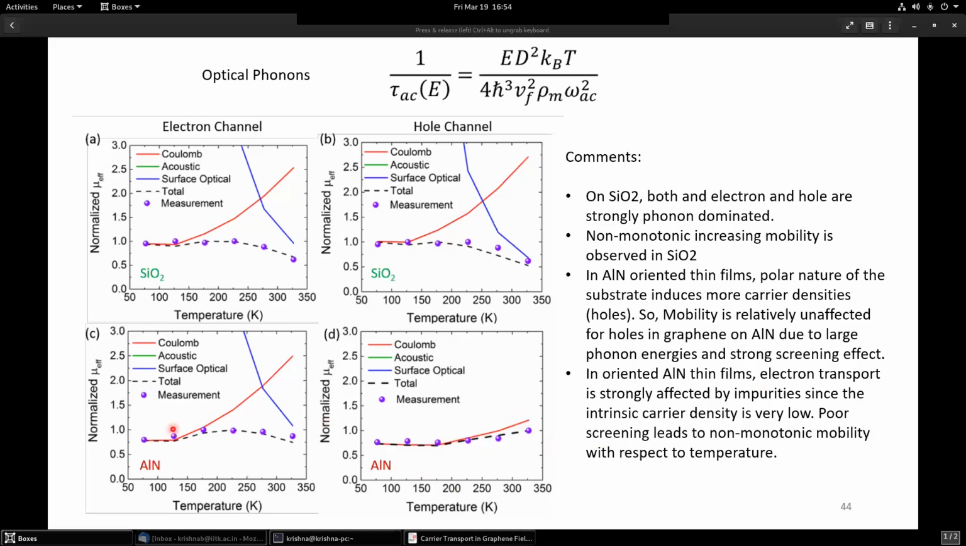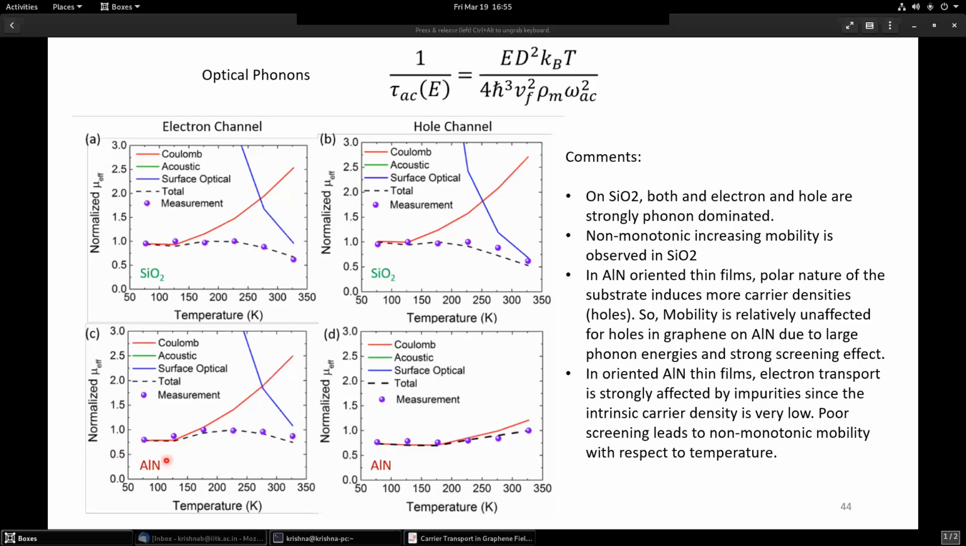But whereas for electrons, because of the polar nature of the aluminum nitride, it behaves differently for holes and electrons. The electron charge density is much lower than the hole charge density in graphene on aluminum nitride. Because the electron charge density is lower, you see a strong Coulombic dependence at lower temperatures, right? So the mobility slowly increases as the temperature is lowered because the optical phonons are now getting lost. After a particular temperature, the Coulombic contributions dominate, and you will see a reduction in the mobility at lower temperatures, right?